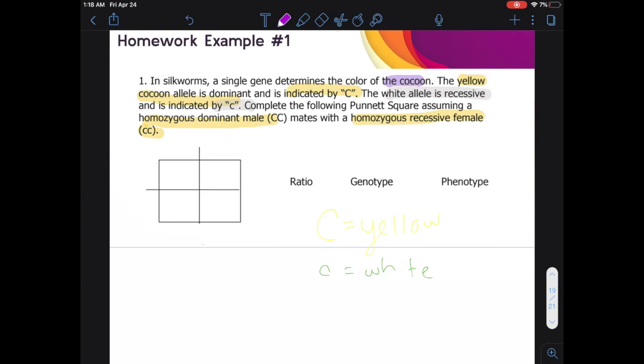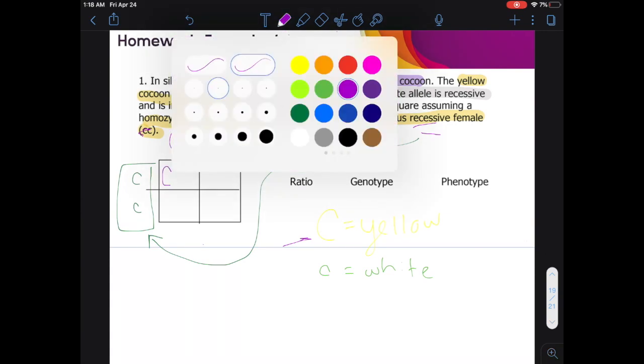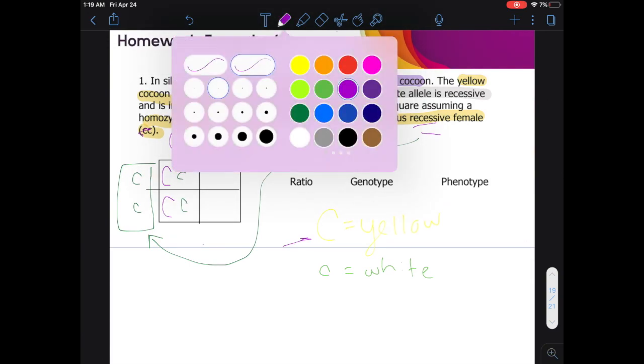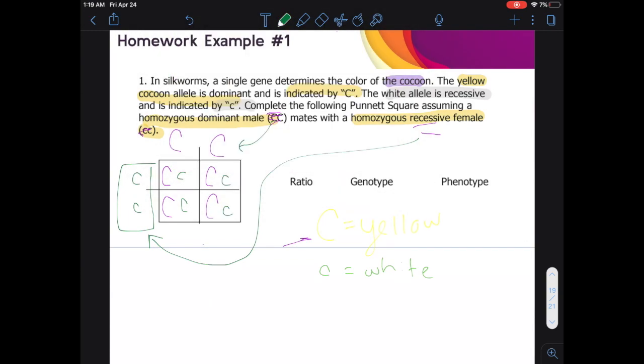Okay, first thing you're going to do, even if it didn't tell you the letters, homozygous dominant: 2 dominant alleles, capital C, capital C. Homozygous recessive female: 2 recessive alleles, lowercase c, lowercase c. I'll do it in 2 different colors. Fill in the Punnett square. So see how I put the 2 alleles from mom on one side, the 2 alleles from dad on the other. So we have a capital C, lowercase c in this box, capital C, lowercase c in this box, capital C, lowercase c in this box, capital C, lowercase c in this box.